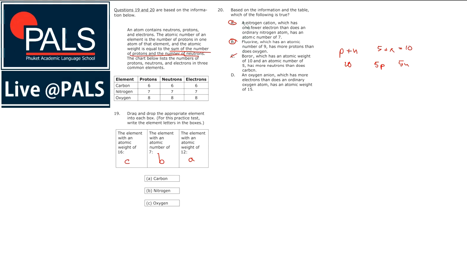So, A or B? A nitrogen cation. A cation is a positive ion, so N plus. Has 7 protons which are positive, and therefore to be positive it needs 6 electrons which are negative, which has one fewer electron than does an ordinary nitrogen atom. An ordinary nitrogen atom has 7 electrons, has an atomic number of 7, which means 7 protons. That is true. Fluorine, which has an atomic number of 9, has more protons than does oxygen. So yeah, fluorine has 9 protons, so it has more protons than oxygen.